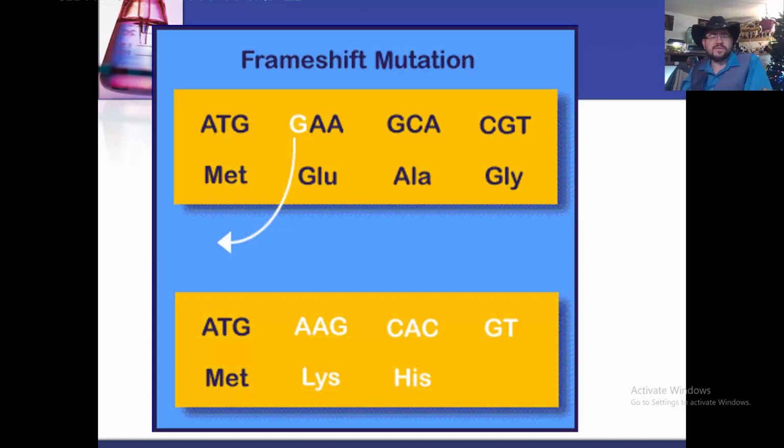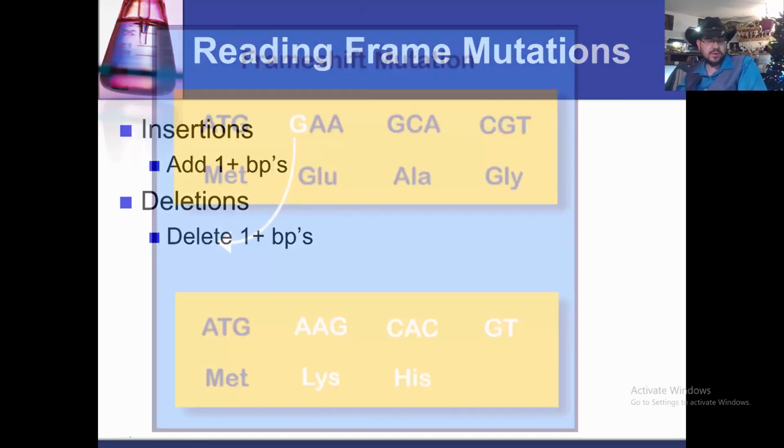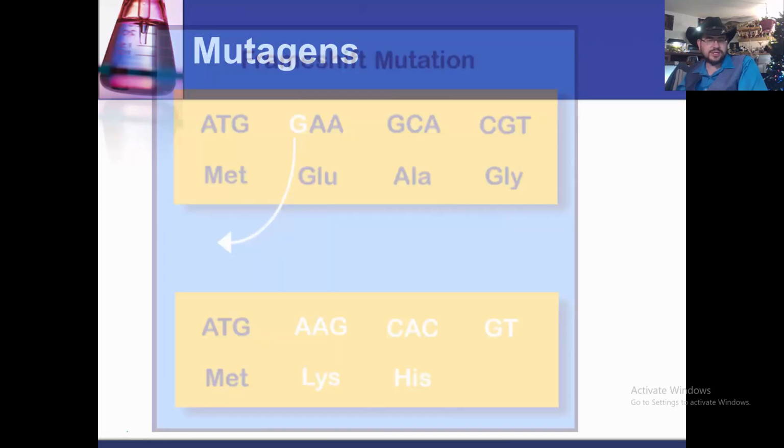So here's a frame shift, right? We have, let's see, this is a terrible, they have the template DNA wrong, because if this was RNA, it'd be right, because that would be an AUG, but let's draw our own reading frame mutation real quick. So let's do an insertion.